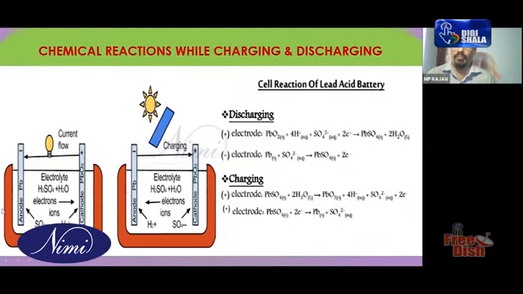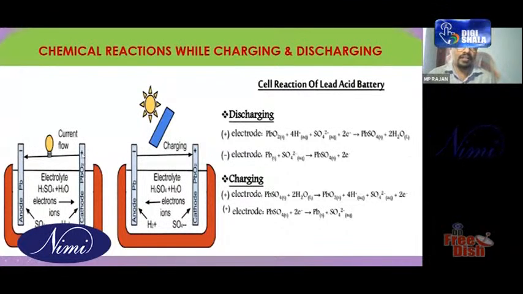Whereas in the negative plate or the anode, the lead and the sulfur will be combining together, lead sulfate will be formed and electrons will be liberated. These electrons will flow through the load, going back to the cathode and to the anode. This cycle will be continued. We can say there will be a current flow from positive to negative, opposite to the flow of electrons.